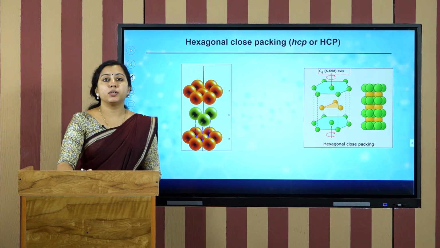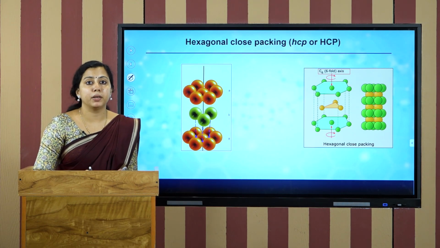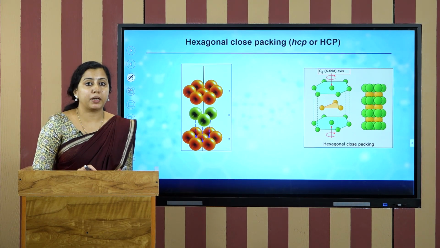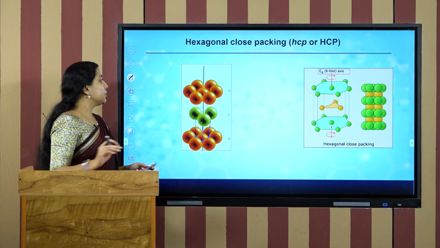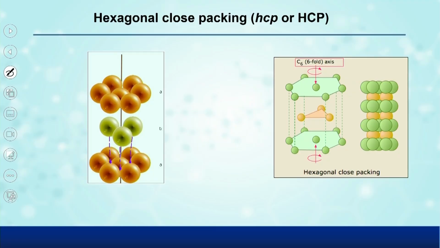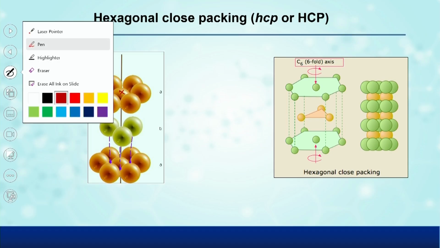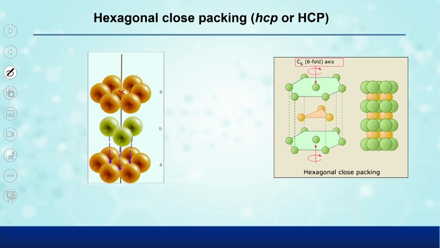Now, let us find out the coordination number in a hexagonal close packing. Okay. So, consider any sphere in the middle. So, let it be the sphere. You can see that it is surrounded by 6 spheres which are in close contact.